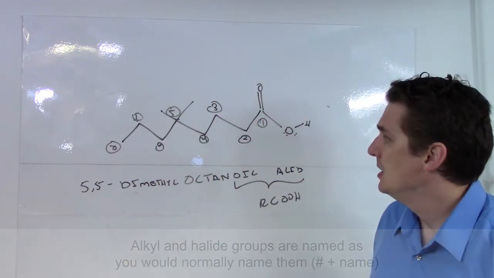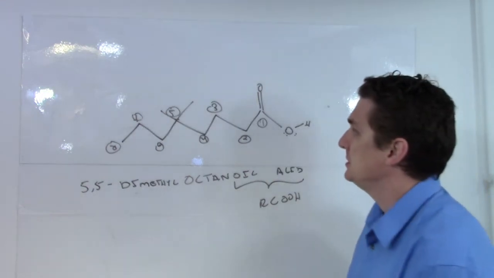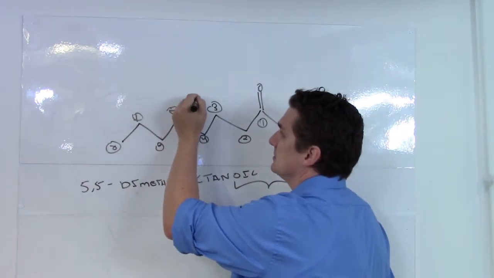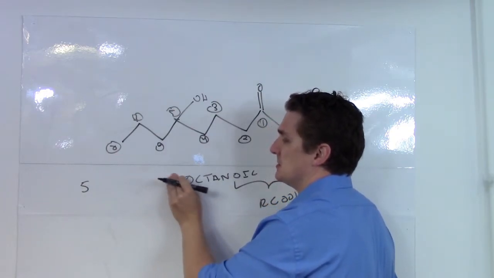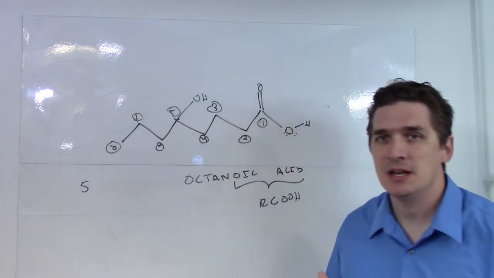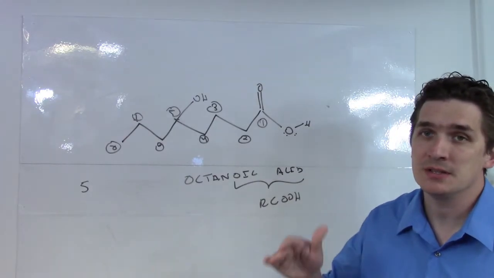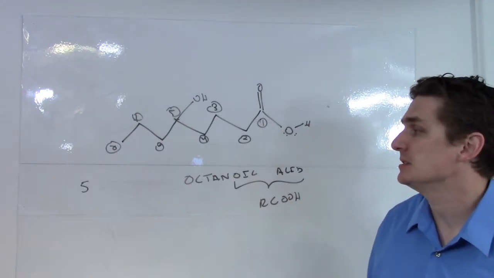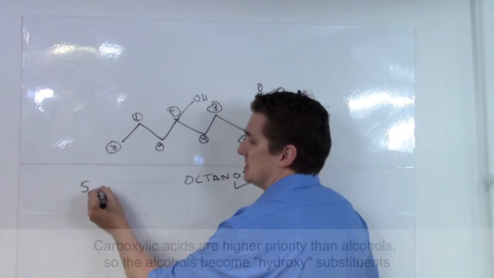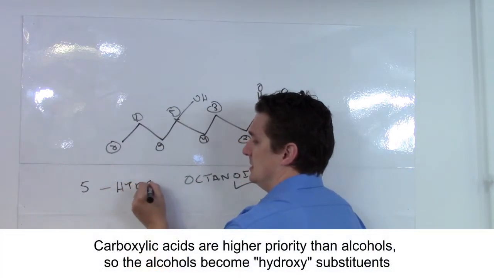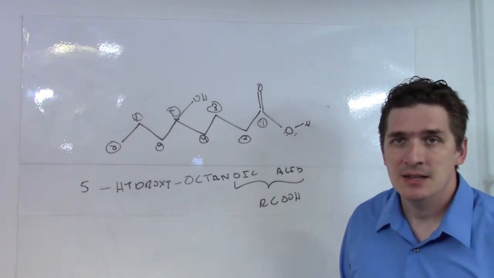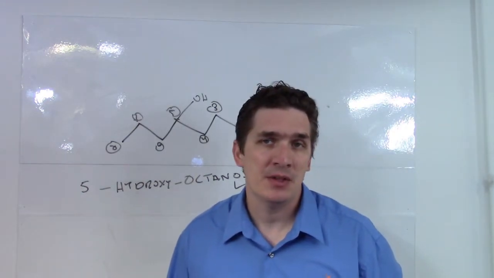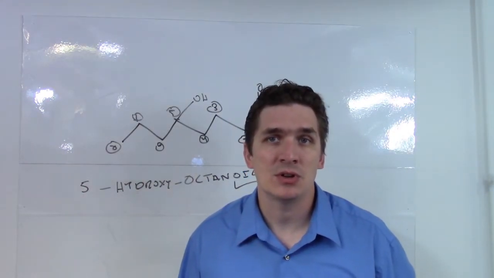What if I threw an alcohol in here instead? So I had 5-OH. Well, the alcohol here is going to be considered a substituent of the main chain. The alcohol is considered lower priority than the carboxylic acid. So in this case, it's going to become 5-hydroxy octanoic acid.